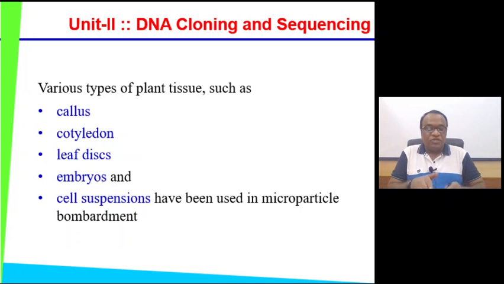So the procedures for the selection and regeneration of transformed cells are essentially the same as those which we have described for genetic transformation using Agrobacterium tumefaciens, which we will not be discussing over and again here, because the procedures for selection and regeneration of transformed cells are the same.